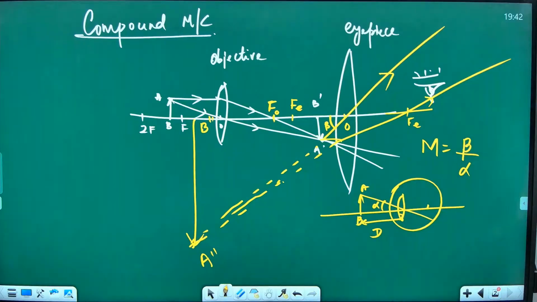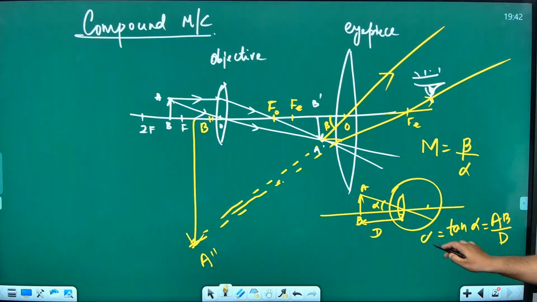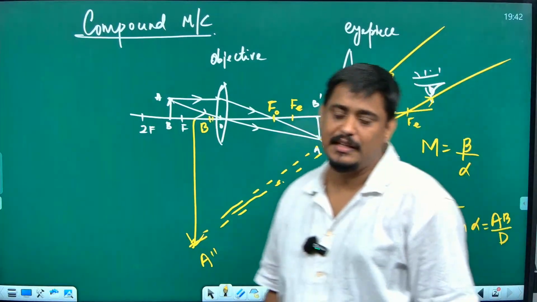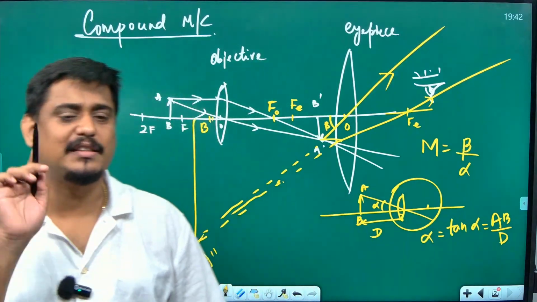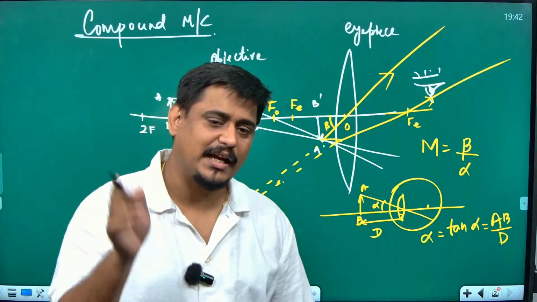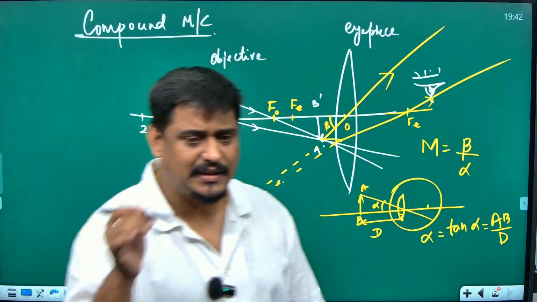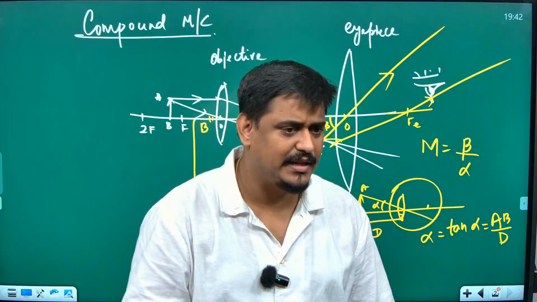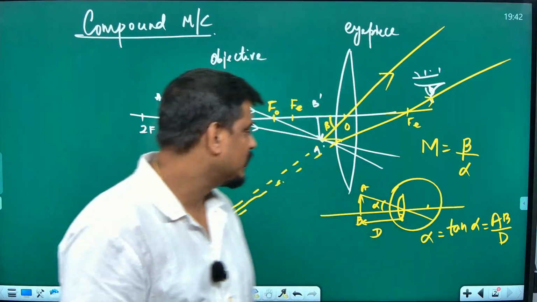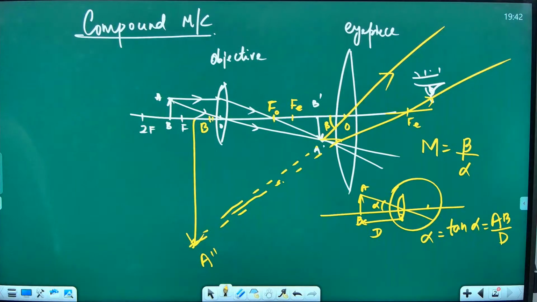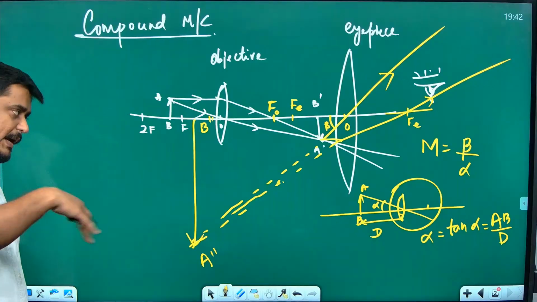So same like the previous derivation, here what will be tan alpha? Tan alpha will become equal to what by what? AB by D, very good. AB by D, and tan alpha can be taken as alpha because of our assumption that angles are very small. If angles are very small, tan alpha, sin alpha, alpha, all are the same. Isn't it? Tan theta is equal to sin theta for all small angles. So I got my alpha value. Alpha value is AB by D. No problem in that.